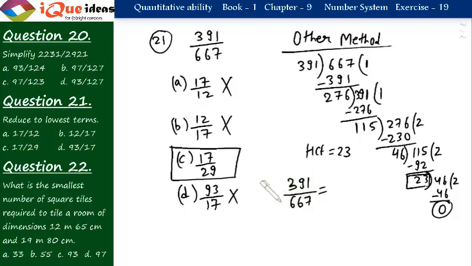In the numerator, if you divide by 23, you will get 17, since 23 into 17 is 391. And in the denominator, 23 into 29 is 667. So 23 gets cancelled and the final answer is 17 upon 29. Again, obviously you can see that checking the options was a better method.